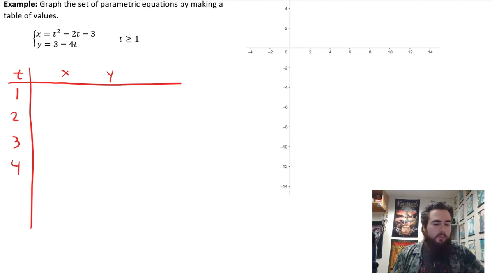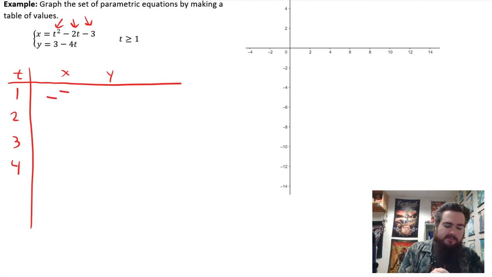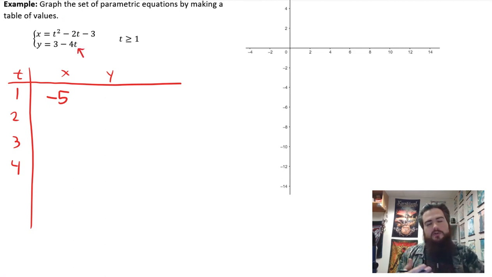If I plug in 1 into t for the first equation, that'll give me 1 squared minus 2 times 1 minus 3, or just 1 minus 2 minus 3. That will give us overall negative 5 for x. And then if I plug in 1 for t for the second equation, that'll just be 3 minus 4 times 1, or 3 minus 4, which is negative 1.